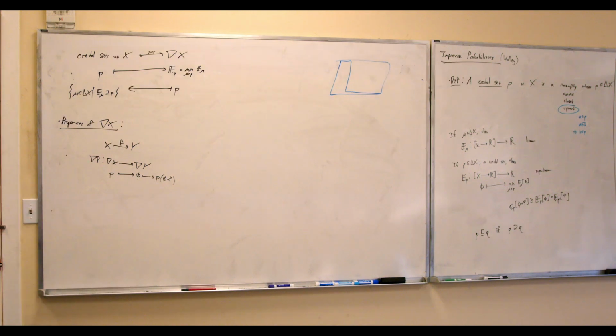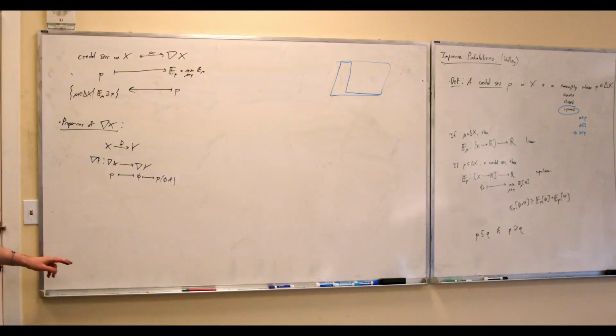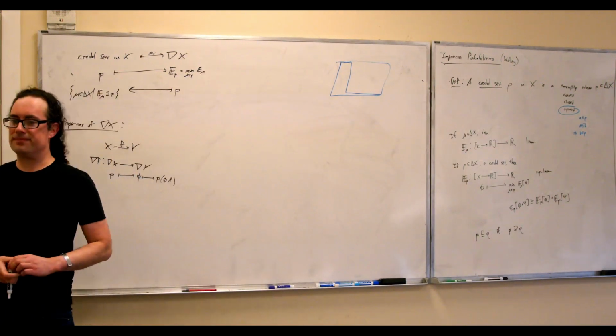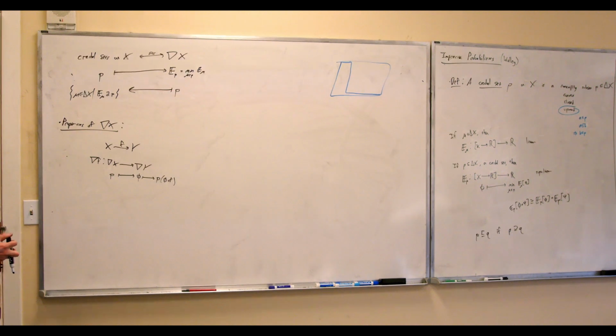And nabla x also has a domain structure. It's the one determined by the poset structure: P is below Q if and only if P of phi is less than Q of phi for all phi. Sorry, I got this backwards before. So the statement here is that nabla is a functor from the category of domains to the category of domains.